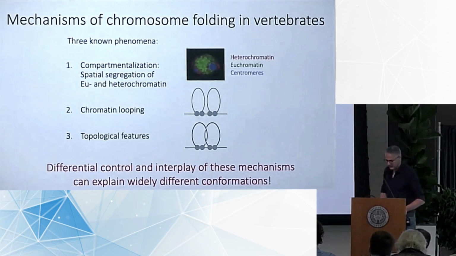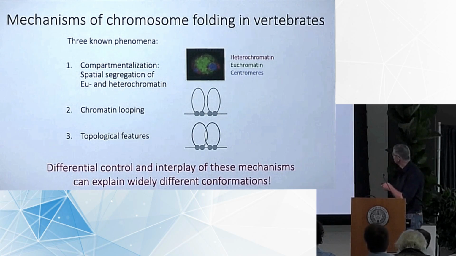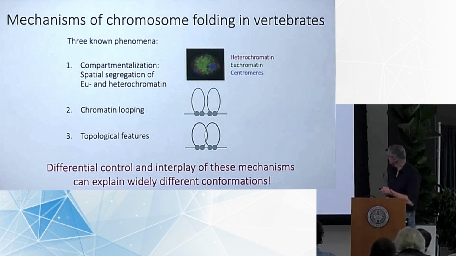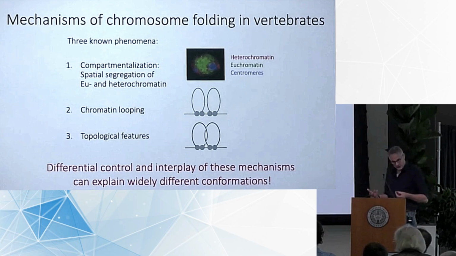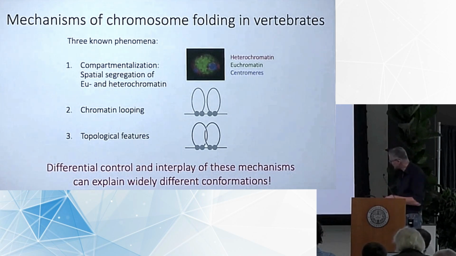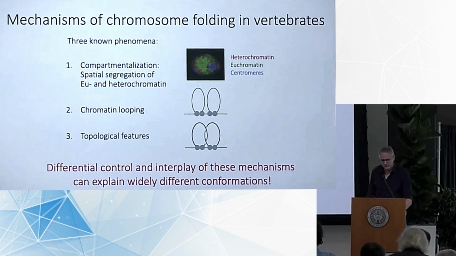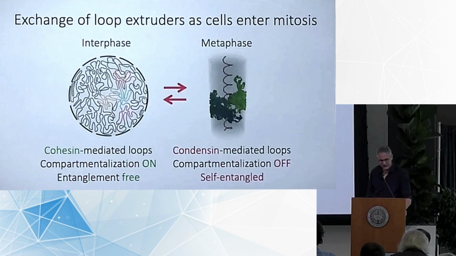Okay, so to summarize, I discussed various mechanisms of chromosome folding, and the number of mechanisms that we know of currently is not that great. There are only a few. But it's the interactions between them and the regulation that can explain how you can make different chromosome shapes during the cell cycle, and how you can make different chromosome shapes across the tree of life. It's really the differential control and interplay of these mechanisms that determines the outcome of folding.